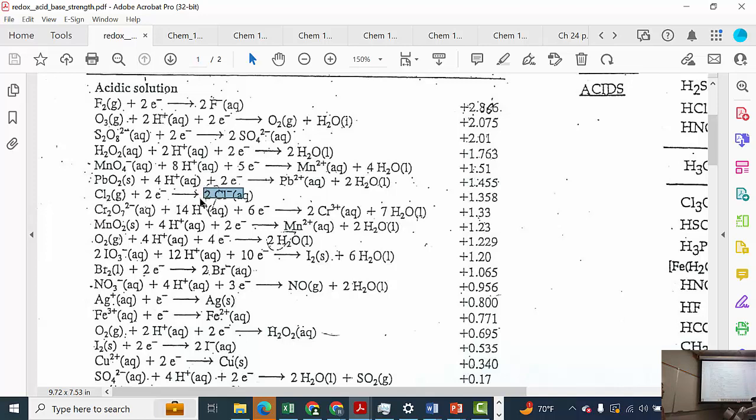So let's try this. Will chloride react with bromine? So if chloride reacts with bromine, what forms? Chloride gets converted into chlorine. And bromine is going to get converted to bromide. The chloride gets converted into chlorine.